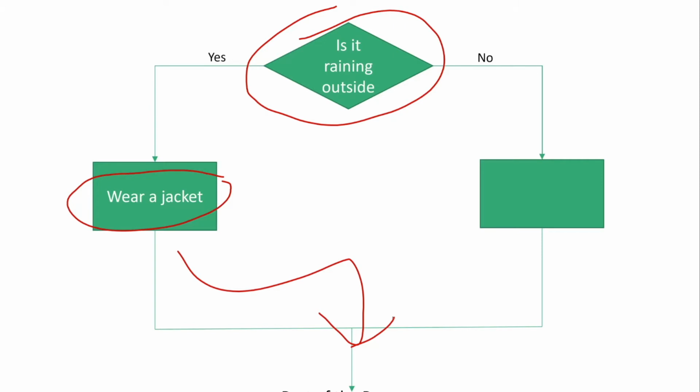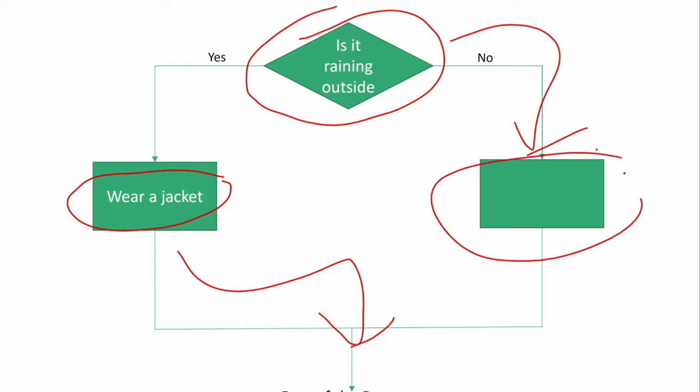But what if it's not raining outside? Well, then you don't really need to do anything. Nada. There's nothing to do, right? You just carry on, right? No jacket. So you can do this in programming. You don't need to write the else statement if you're not going to use it. And it just continues into the rest of the program.